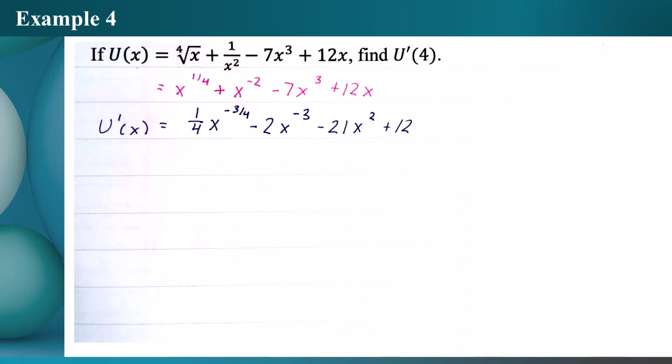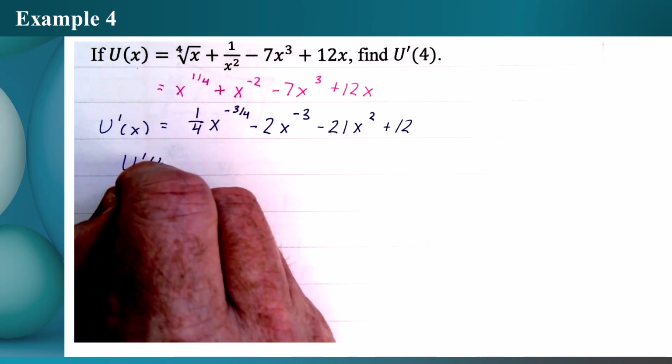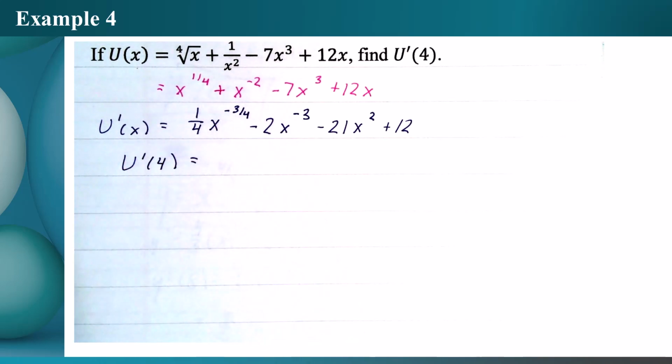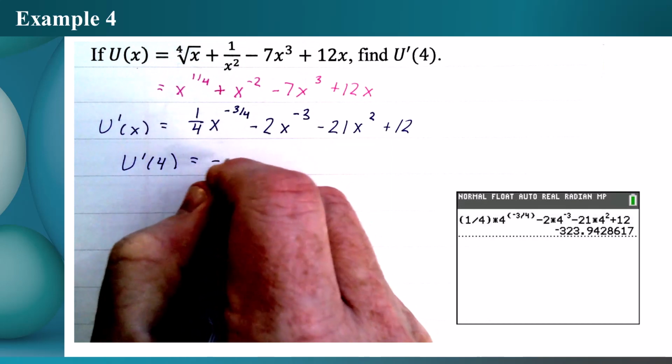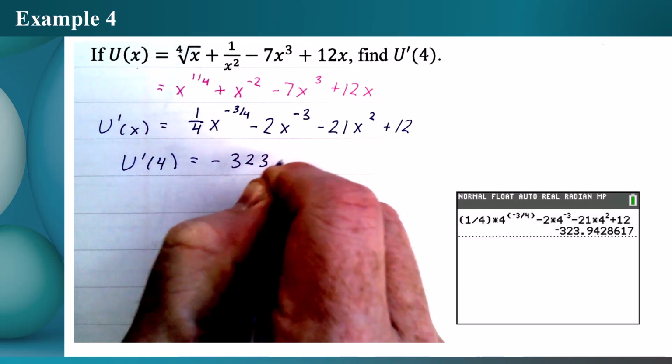Now I'm not going to bother with doing any kind of simplification here, because what I'm trying to find here is u prime of 4. So I'm just going to plug 4 directly into the derivative. And if I throw this in the calculator, it looks like what I get is negative 323.94.